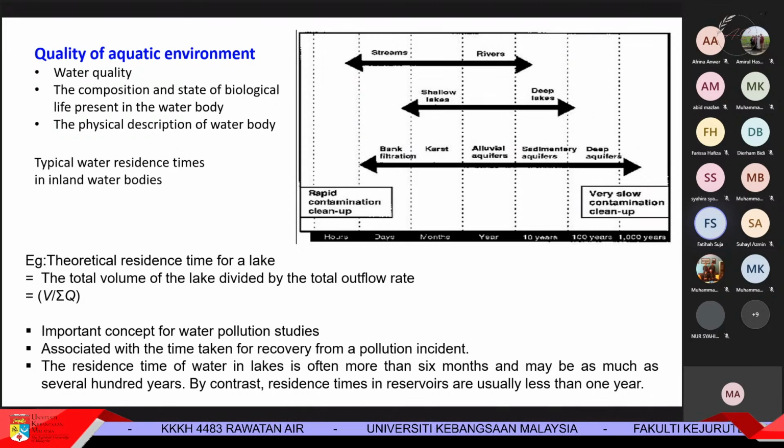Do you remember residence time? Hydraulic residence time. What is hydraulic residence time? Because this is the physical description of a water body, it affects whether, if you contaminate this water body, you can rapidly clean the water, or whether it is a very slow clean up, which then causes you more difficulty in treating the water.